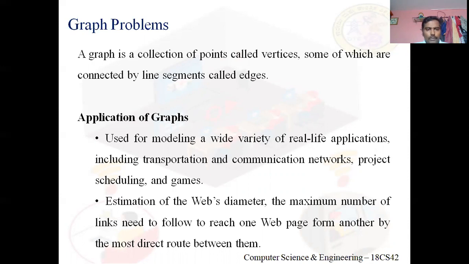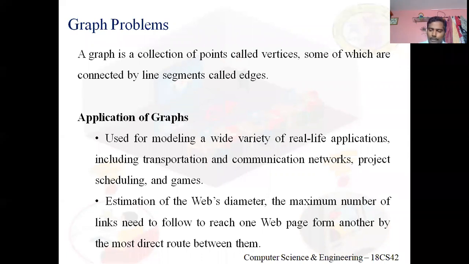Now, what are the applications of graphs? Graphs are used for modeling a wide variety of real-life applications, including transportation and communication networks, project scheduling, and games. Let me tell you one example. Suppose you and your friends together are going to plan a trip, a 1 or 2 days trip, or let me say a 3 days trip.